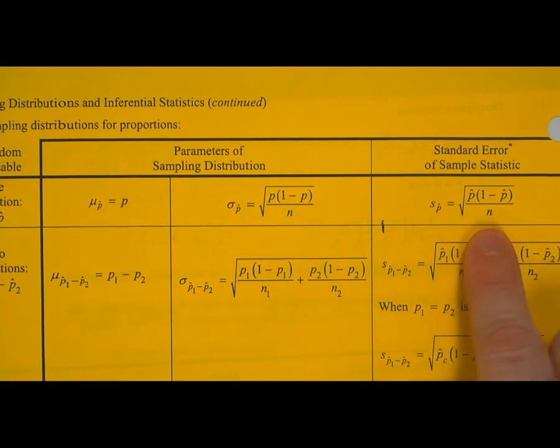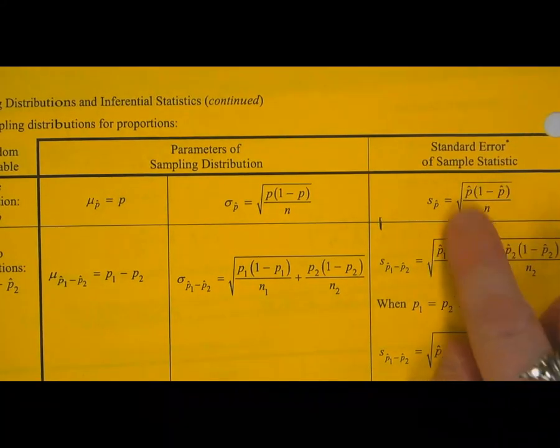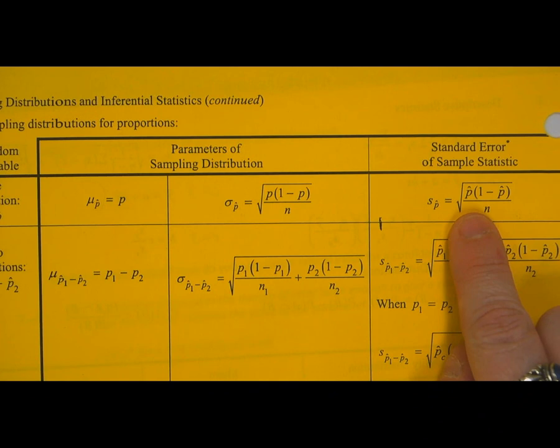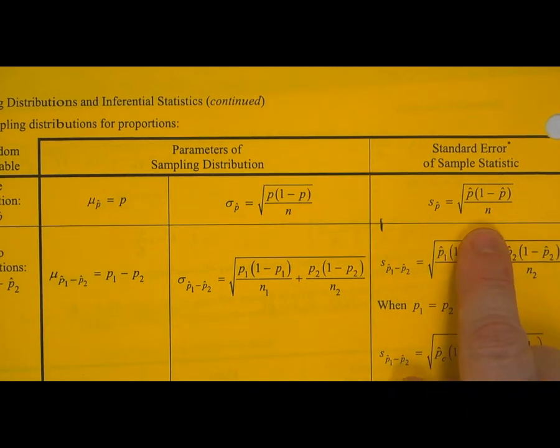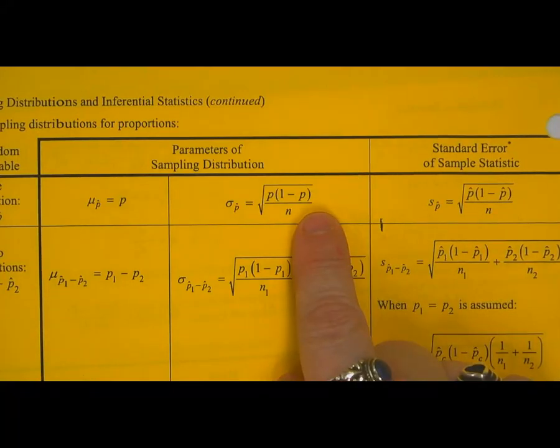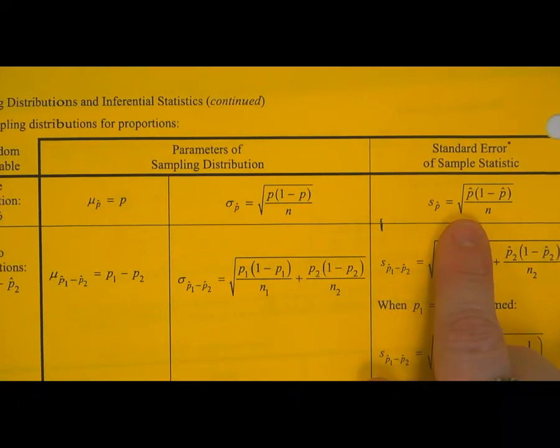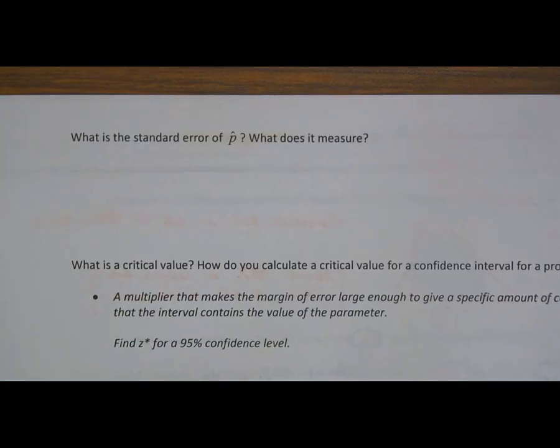Well, if you'll notice, because we pull data from a sample, we're using p-hat instead of the population proportion. And I will tell you in just a second, this estimates this value over here using one single sample. So we're going to write all of that down.